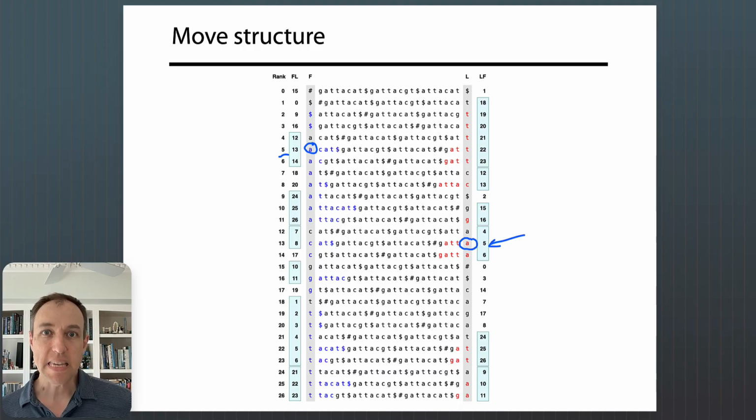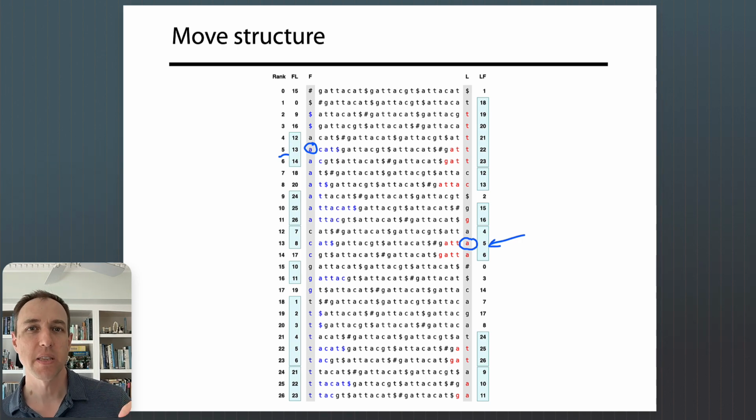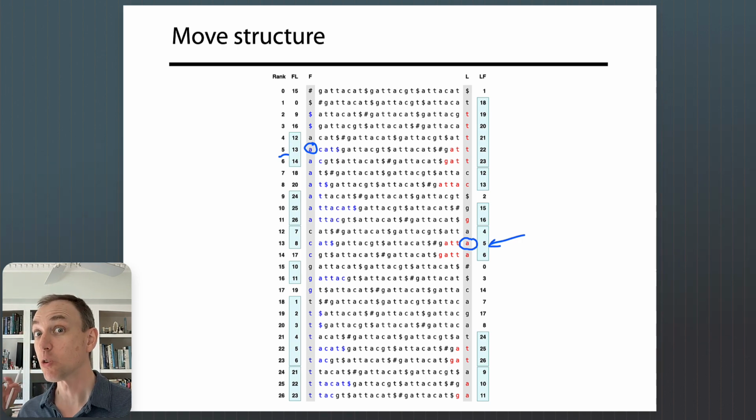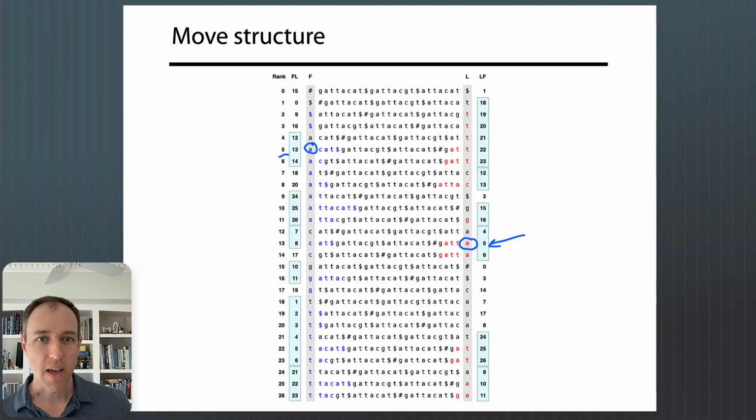I've also got the FL mapping, right? And I've actually shown that over here. In other words, if we want to do the opposite, if we're at a particular letter in the F column and we want to find which is the corresponding letter of that rank in the L column, then the FL mapping is what does this. It is the inverse of the LF mapping, right? If the LF mapping is about moving to the left by 1 with respect to the text, the FL mapping is moving to the right by 1.